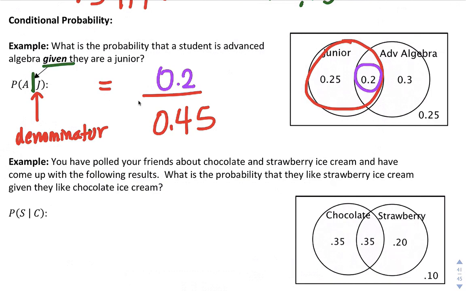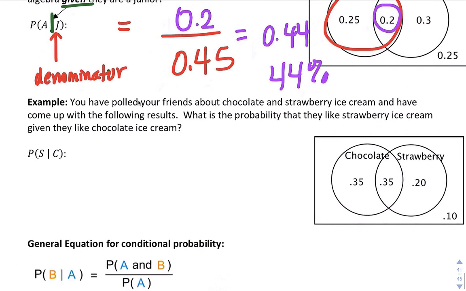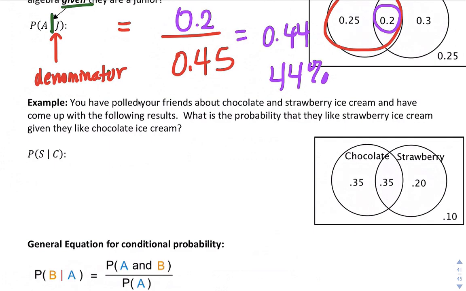Okay, so here it is. Juniors in advanced algebra, you can divide that out. And if you do that, you get 0.44, or a 44% chance they're in advanced algebra given they're a junior. So again, the conditional probability gives you a new condition to look at. You change your denominator.